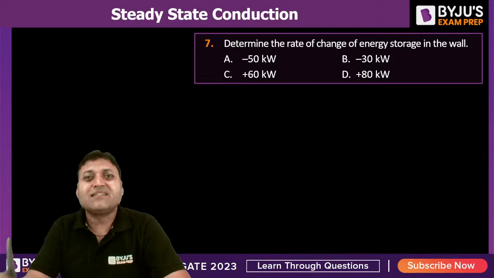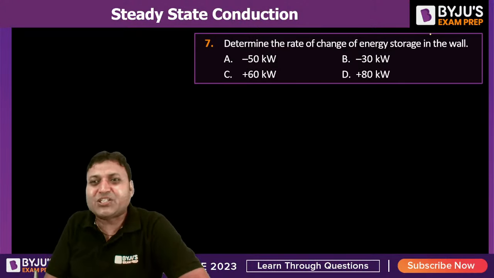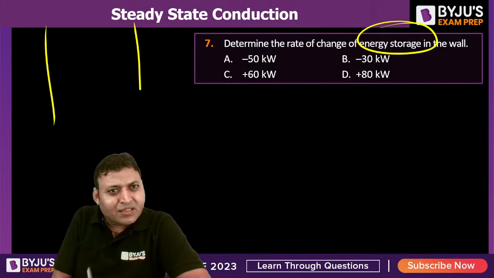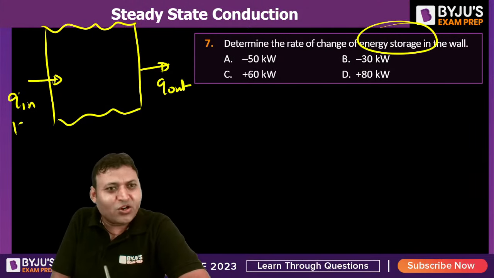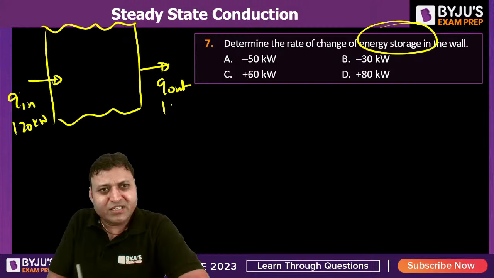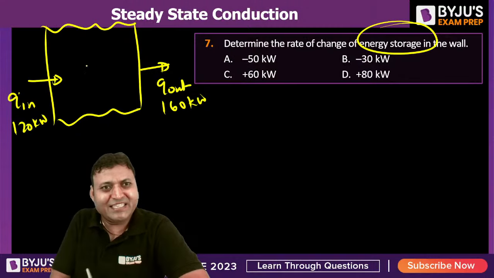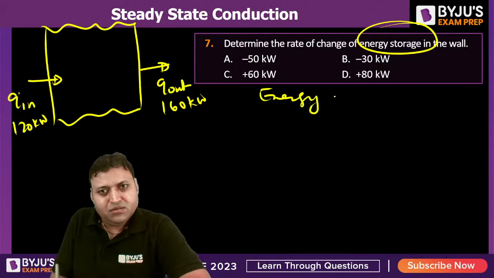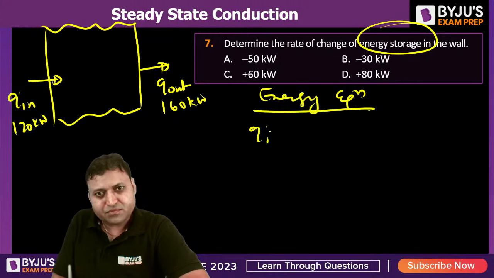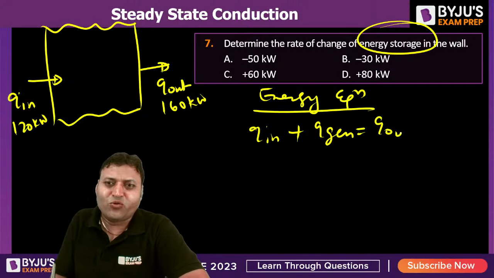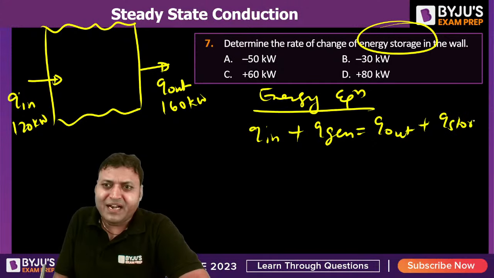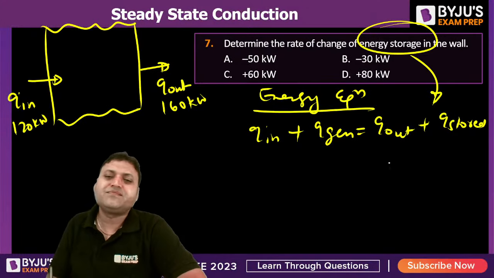Question number 7 is determine the rate of change of energy storage in the wall. The heat is entering from x is equal to 0. The heat is leaving from x is equal to 1 meter. Q in is equal to 120 kilowatt. Q out is equal to 160 kilowatt. If we apply the energy equation for a system, Q in plus Q generated is equal to Q out plus Q stored. That is the rate of change of energy storage.